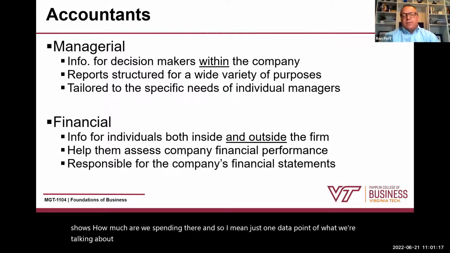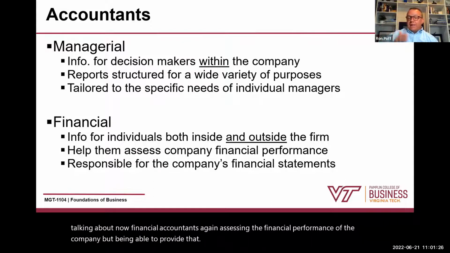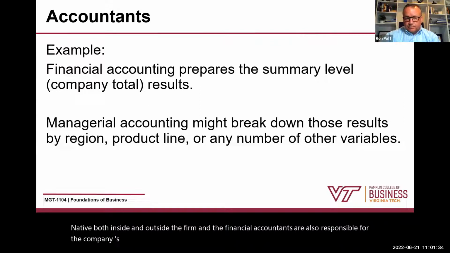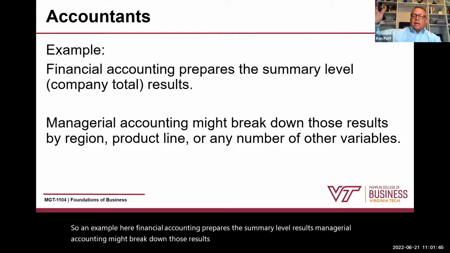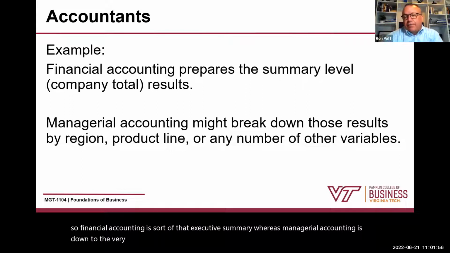Now, financial accountants, again, assess the financial performance of the company, but provide that data both inside and outside the firm. And the financial accountants are also responsible for the company's financial statements. So, an example here: financial accounting prepares the summary level results. Managerial accounting might break down those results by region, product line, or a number of other variables. So financial accounting is sort of that executive summary, whereas managerial accounting is down to the very specific line level of that.